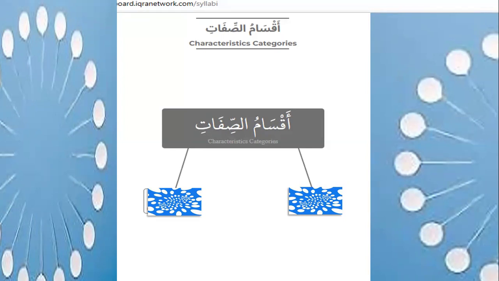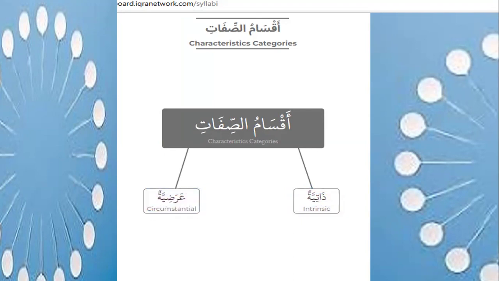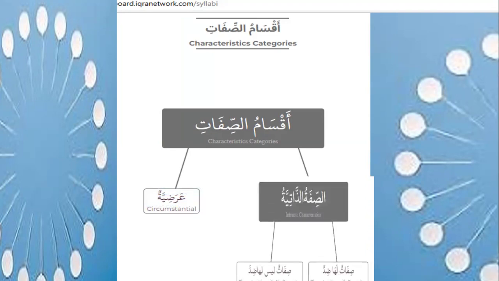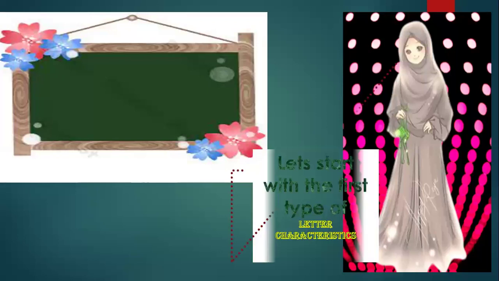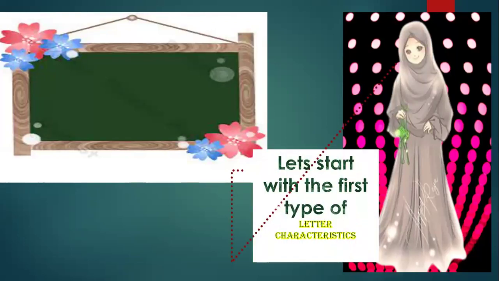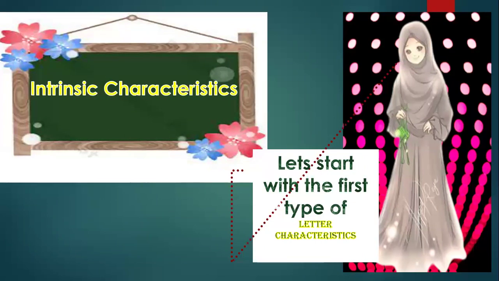Characteristics categories are two. Number one, intrinsic, ذاتية. Number two, circumstantial, عرضية. Intrinsic characteristics are two. Number one, with opposites. Number two, without opposites. Let's start with the first type of letter characteristics. Intrinsic characteristics, Sifa al-Zatiya.